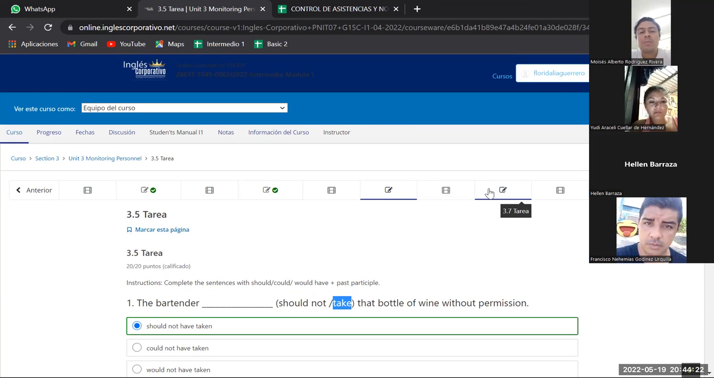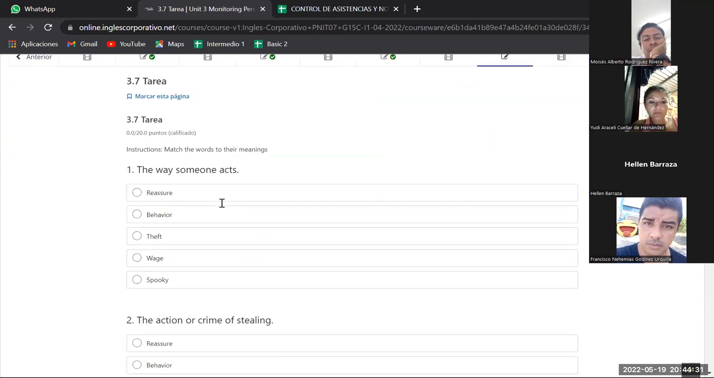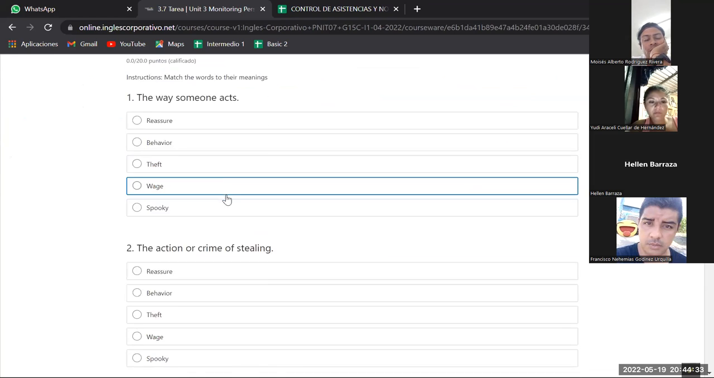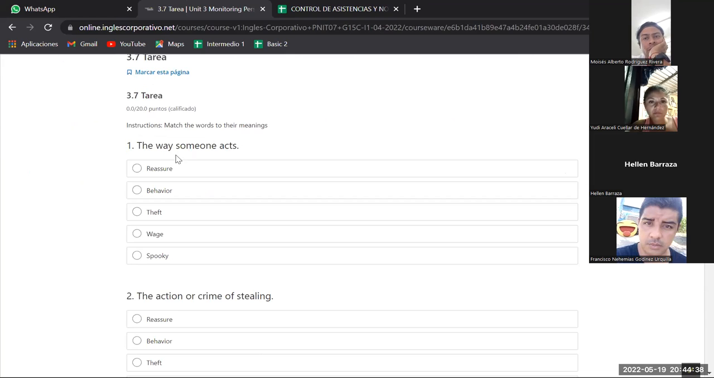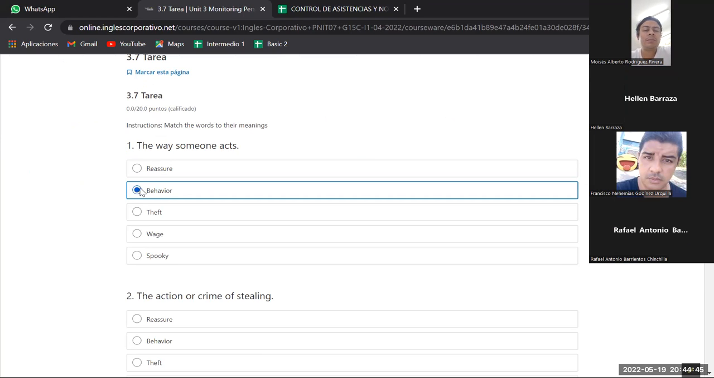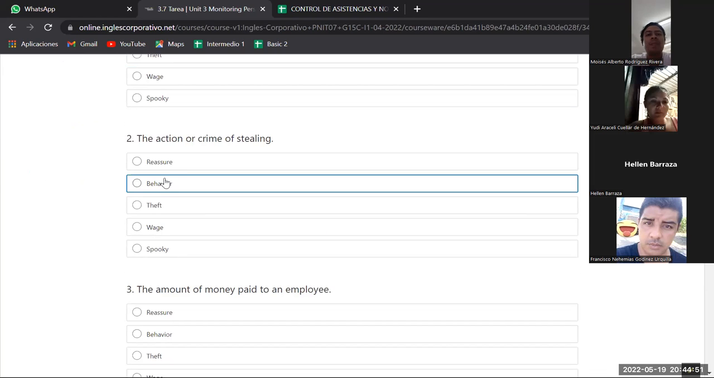Let's see this one. It says, match the words to their meaning. Esto es como más de definiciones. So, the way someone acts, ¿qué sería? La manera en que alguien actúa. Okay, behavior. The way someone acts would be behavior. Now, number two, the action or crime of stealing.